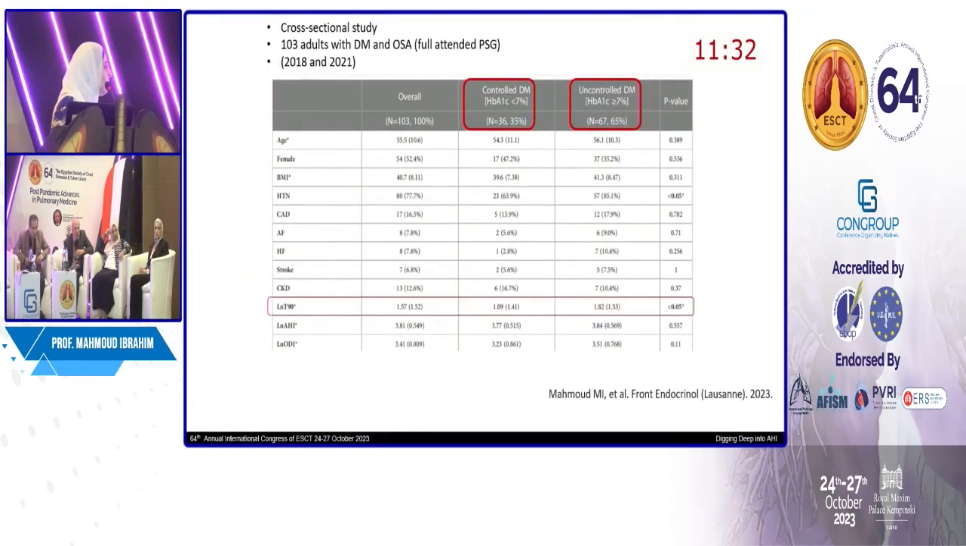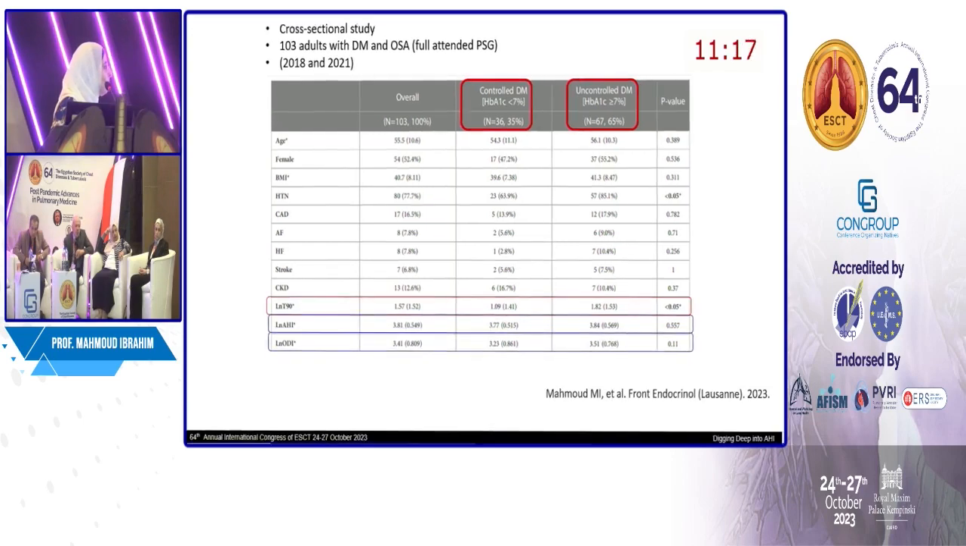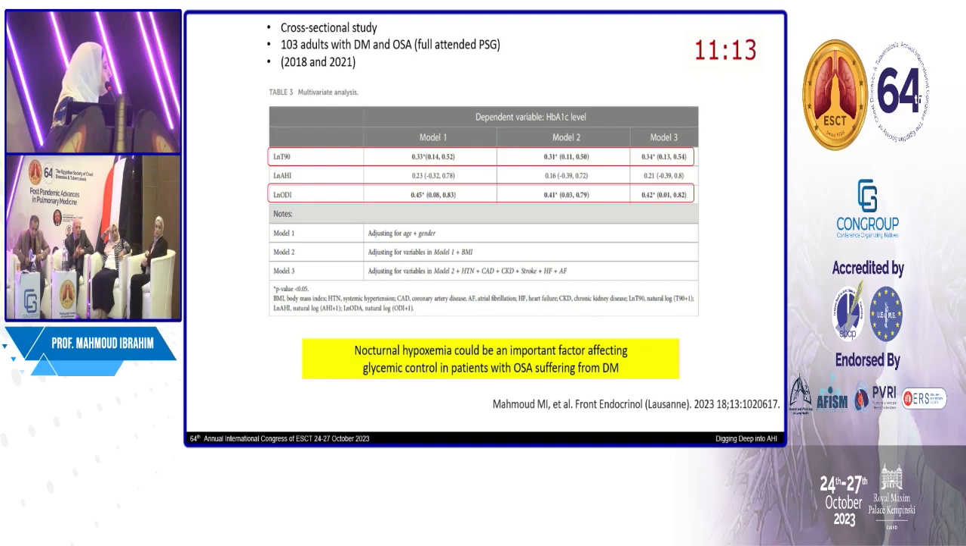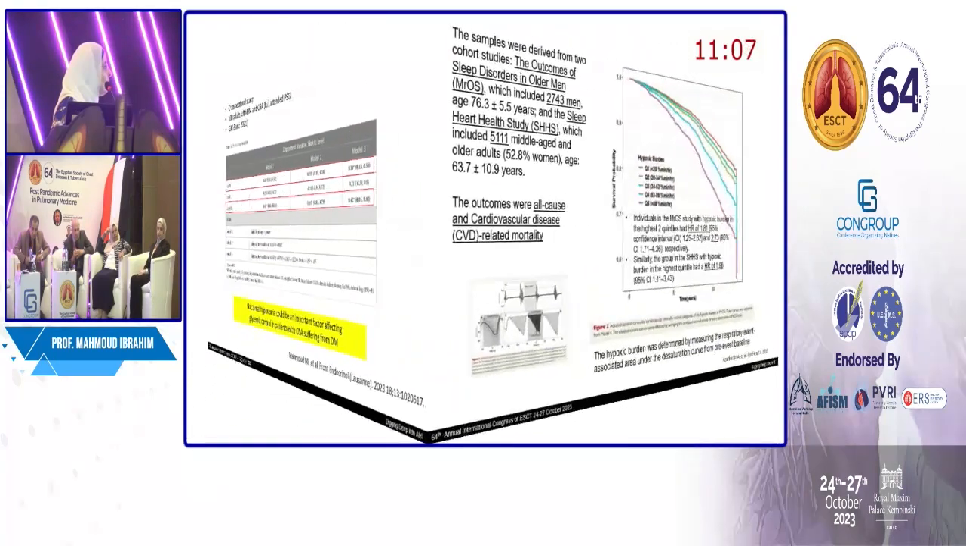We did a study recently published in 2023, and we looked at the patients with diabetes mellitus, whether they were controlled or uncontrolled, and we found that the predictor of control was the T90 rather than the apnea-hypopnea index. And they found that nocturnal hypoxemia could be an important factor affecting the glycemic control rather than the apnea-hypopnea index.